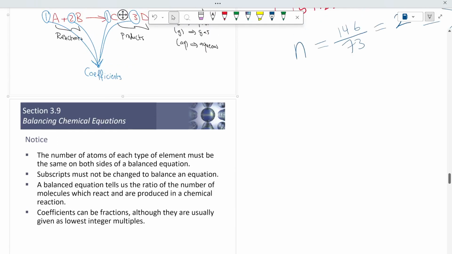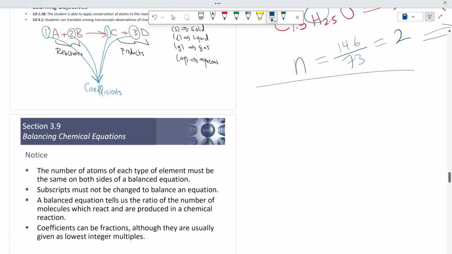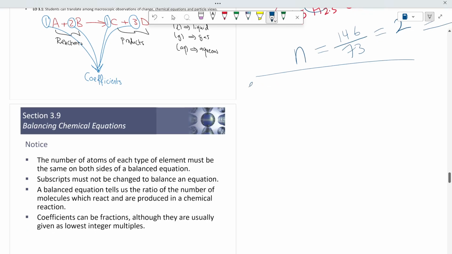Now, let me give you some examples to balance the chemical equations. Balance the following chemical reactions or chemical equations. The first reaction is the reaction between methane, CH4, and oxygen. The products are carbon dioxide and water.